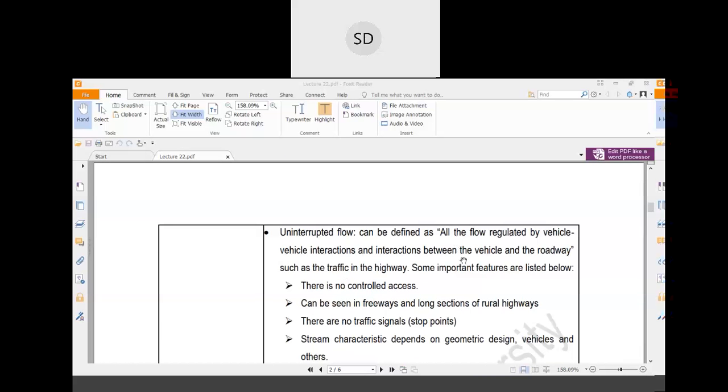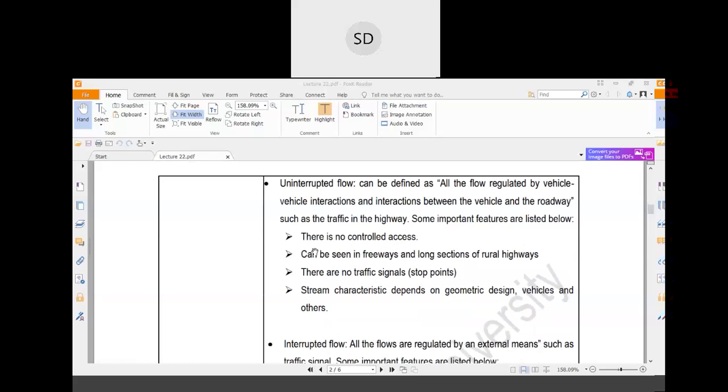Now, uninterrupted traffic flow can be defined as flow regulated by vehicle to vehicle interaction and interaction between the vehicle and the roadway, such as traffic on a highway or expressway. In the expressway, no extra vehicles are allowed. There is no stopping, nothing like that. So the only interactions are vehicle to vehicle and vehicle to road interaction. Road interaction means whether there is any horizontal curve, any super elevation, or whether the road is damaged or not. So that would be the only factor. That type of flow is uninterrupted flow. The interrupted flow I'll discuss later. First, let us discuss some of the basic characteristics of uninterrupted flow.